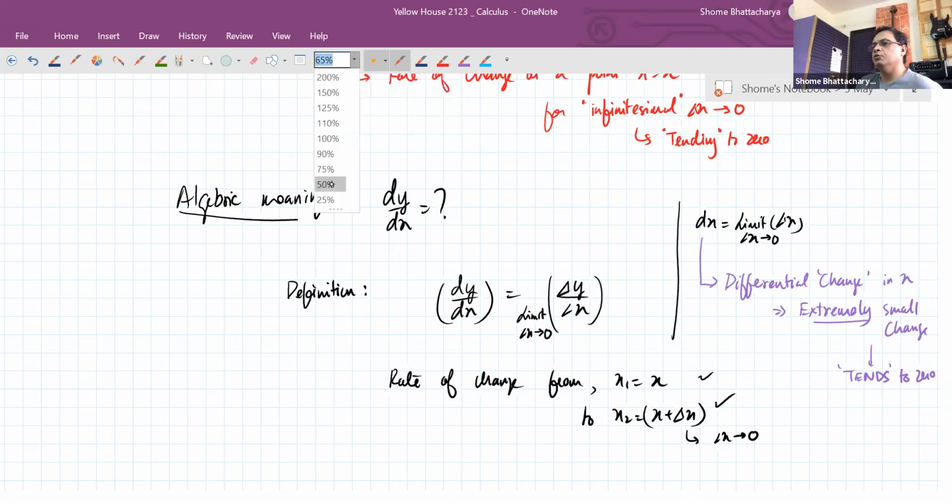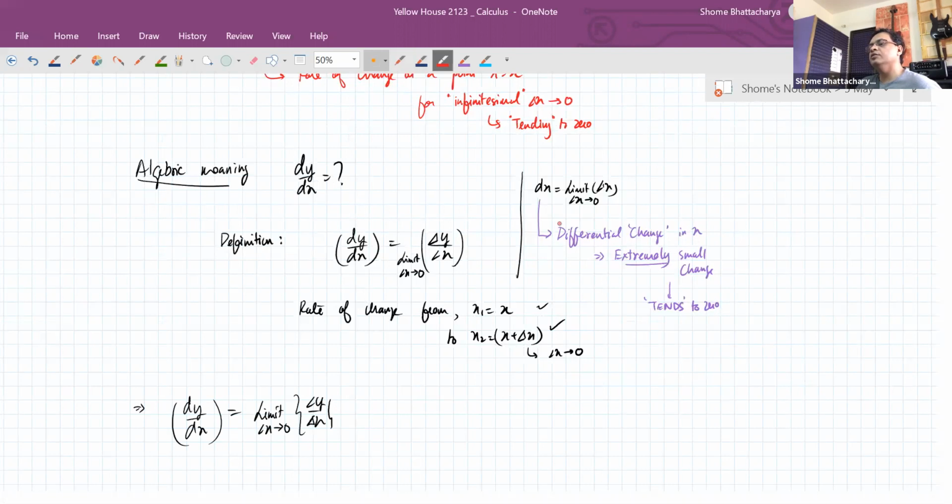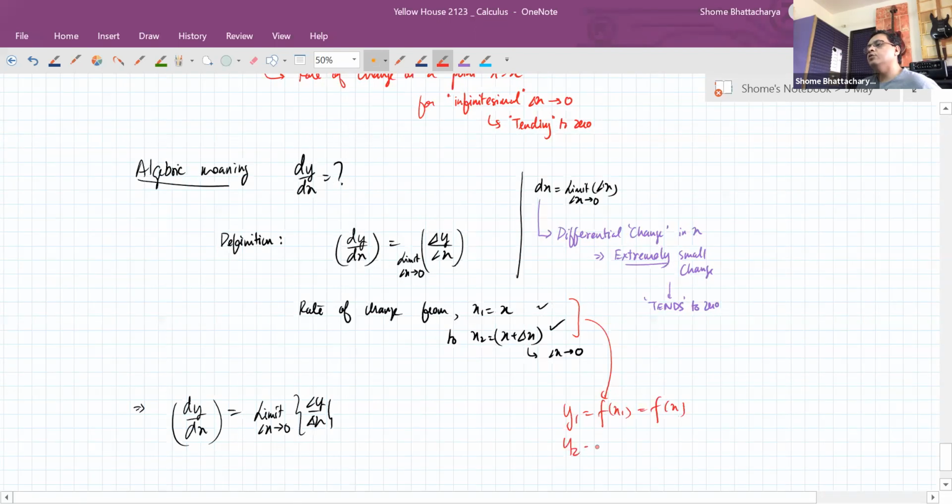Okay, so let's see further how we'll implement this now. So this dy by dx, we'll have to calculate this limit that delta x is tending to 0, and in that condition we have to find delta y by delta x. Now when I'm taking x1 as this and x2 as this, I'll take y1 as f of x1, so that is f of x. I'll take y2 as f of x2, which is f of x plus delta x, but again under the condition that delta x is tending to 0.